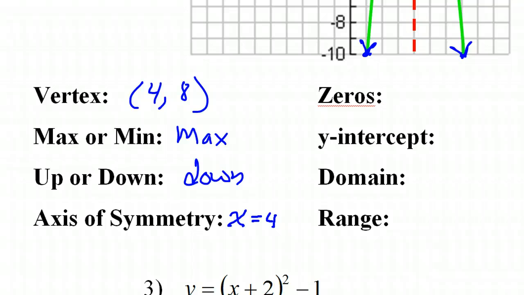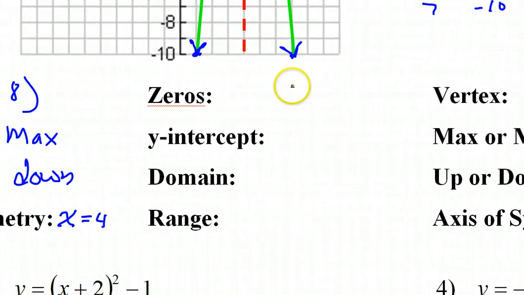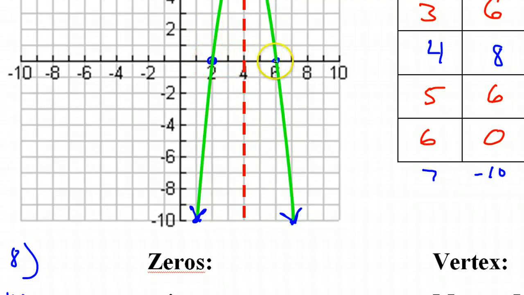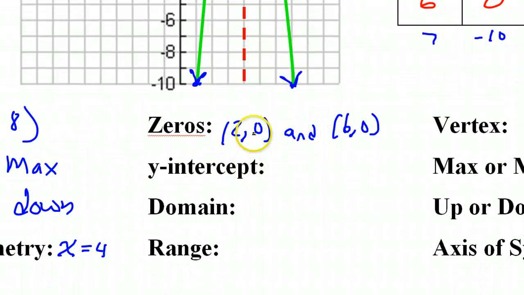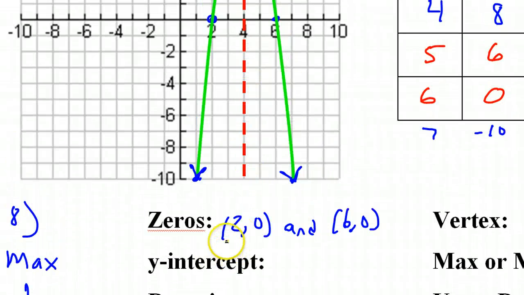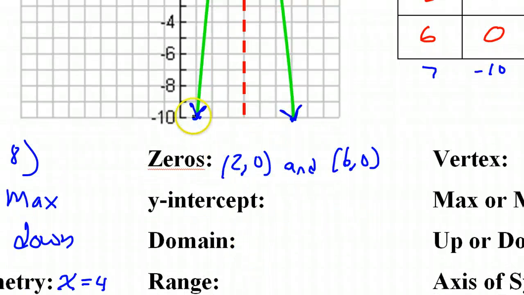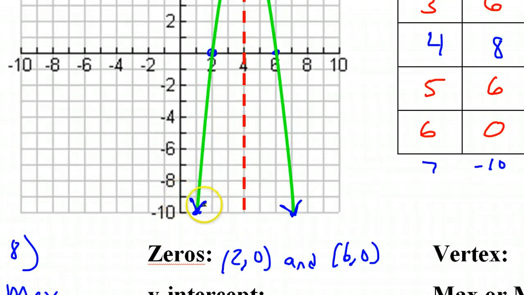Now the zeros are the x-intercepts. So the x-intercepts are here and here. 2, 0 and 6, 0. The zeros and the x-intercepts are basically the same thing. Now the y-intercept, that's the place where the parabola touches the y-axis. Now we come all the way down to here and the parabola has not touched the y-axis yet. Does that mean there is no y-intercept? No, for a parabola there will always be a y-intercept because this keeps getting wider as you go down.